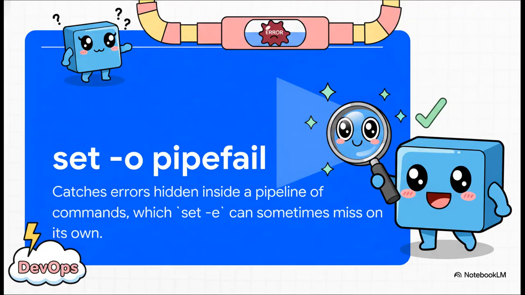But set -e has a bit of a blind spot: command pipelines. If a command fails somewhere in the middle of a chain, set -e, by itself, might not catch it. And that's where its trusty sidekick, set -o pipefail, comes in. It makes sure that any failure anywhere in that pipeline brings the whole script to a halt.